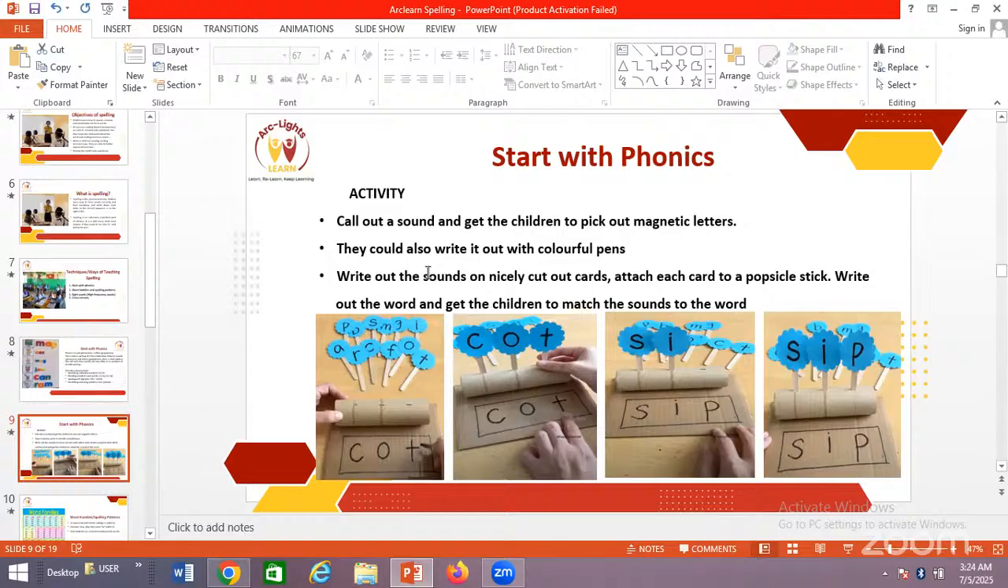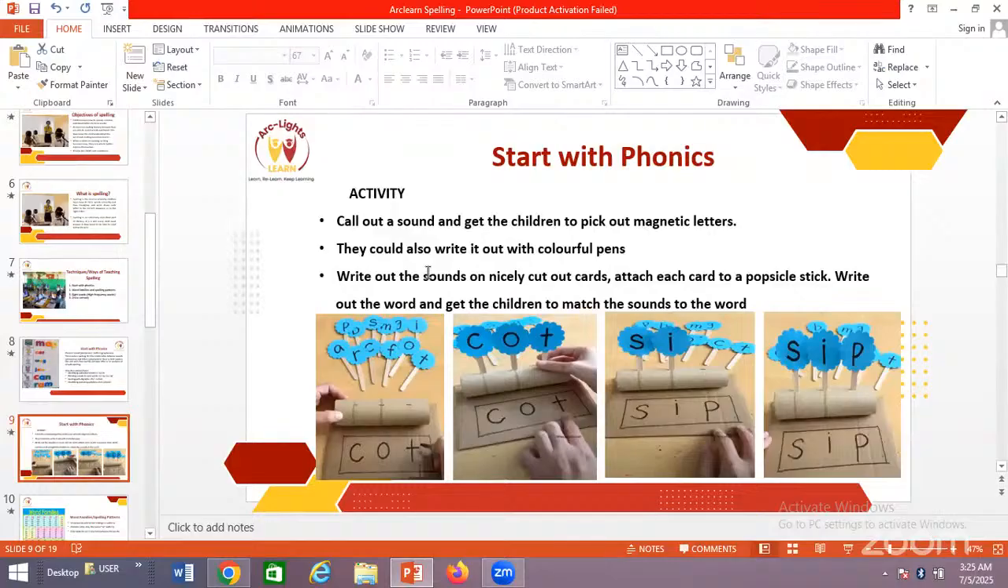Now, as you're sounding also, for the older children, you could get them to have colorful pens, or you can call them rainbow pens. As you're calling out the sound, they are writing it. This can be a homework activity where they'll use different colors. It's exciting. I've seen it, I've used it, and it works. They look forward to writing their spellings. So you can get them to use these colorful pens to write.